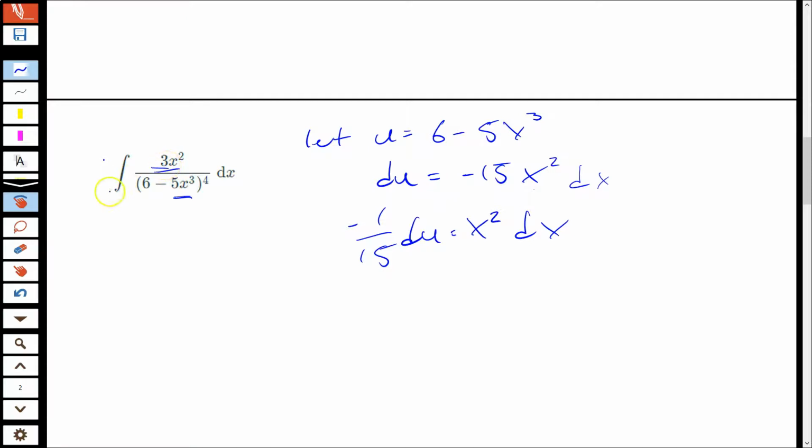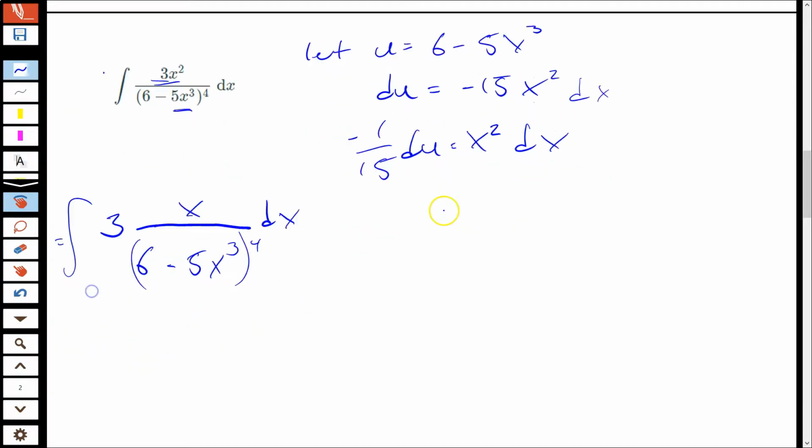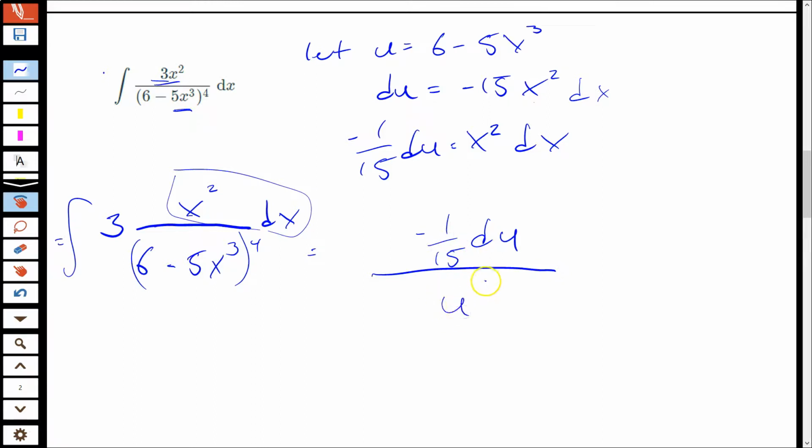So I'm going to factor out that 3. Again, you don't have to do that, but I think it makes it easier to see what I'm doing. And you could even pull it all the way outside the integral if you wanted. And then I'm going to make my substitutions. Okay, so notice this on top is negative 1/15 du, over u to the fourth. And I could have written that du over here, it doesn't matter.